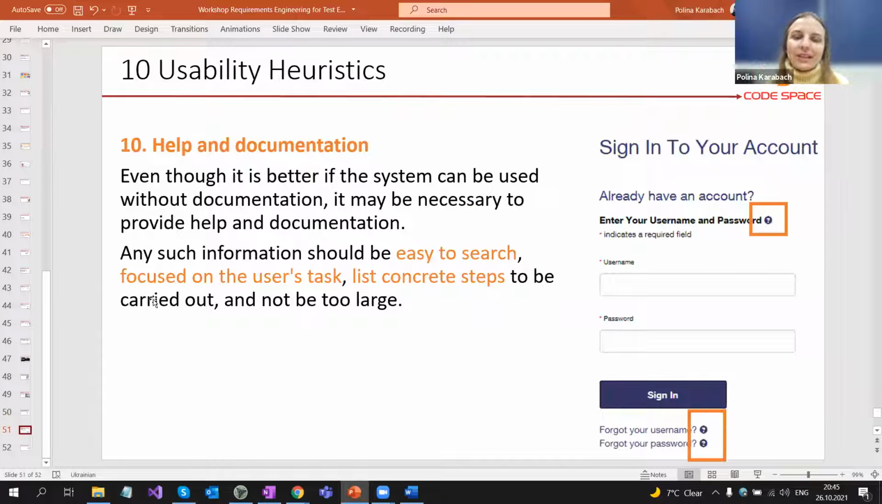And the last but not least, even though we don't expect users to proactively go to our user manual, it should be there. It should be available. It should be complete so that the user can find the answers if they have any.